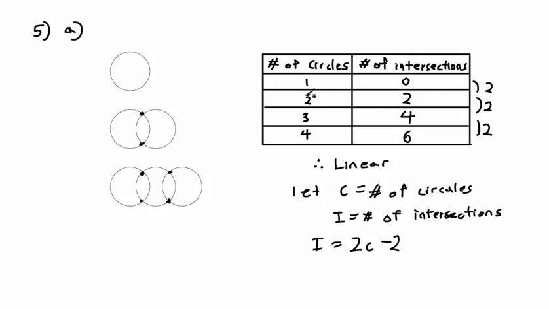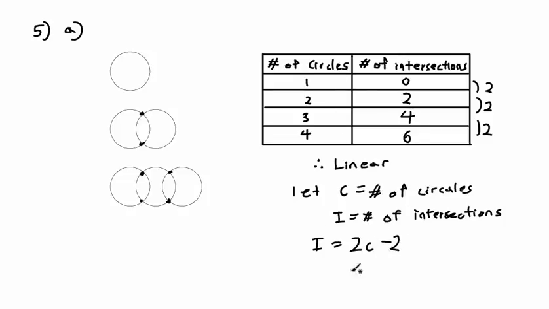Okay, so what about our second, when we have 2 circles? When we plug in C equals 2, we get 2 times 2, which is 4, minus 2, which equals 2. So it works for this one as well. And then for 3, we get 3 times 2, which is 6, minus 2 is 4. So it works for all 3 cases.